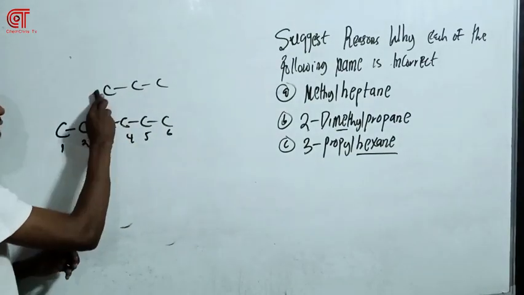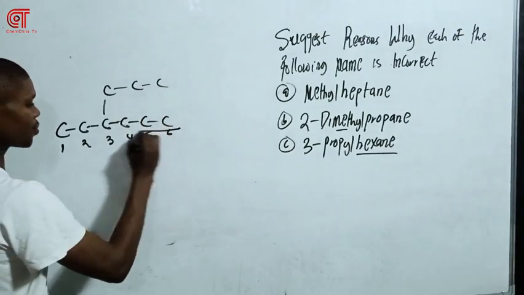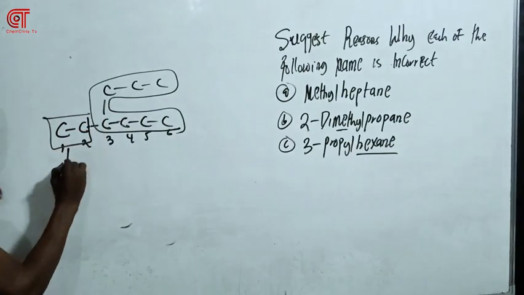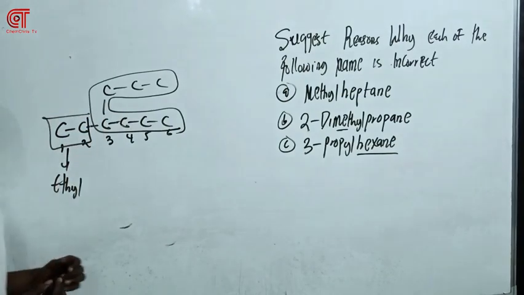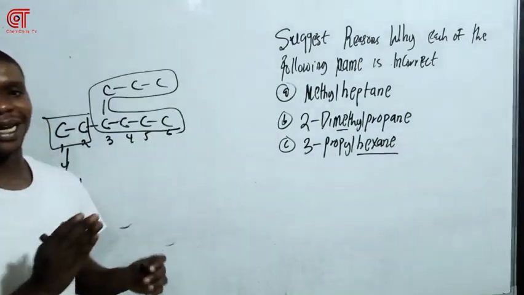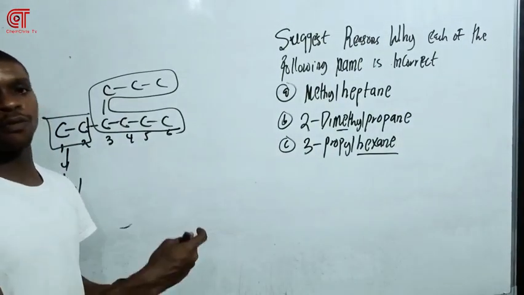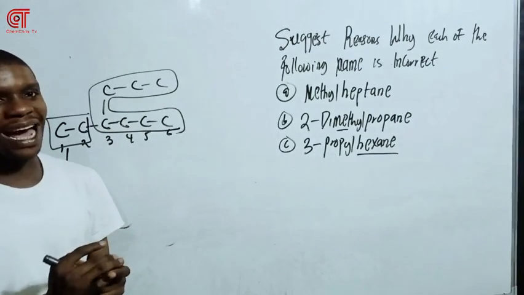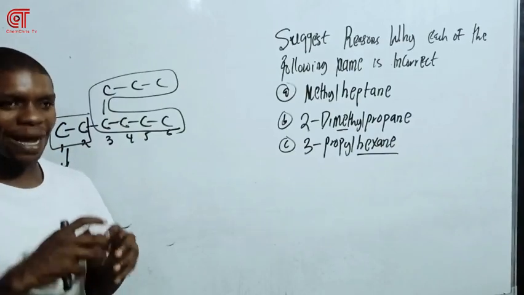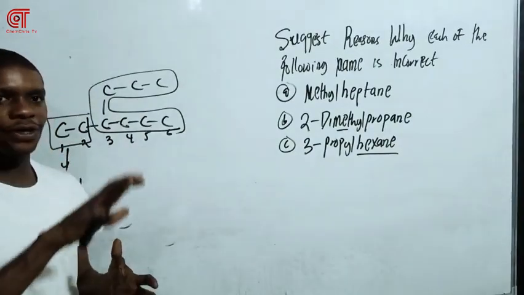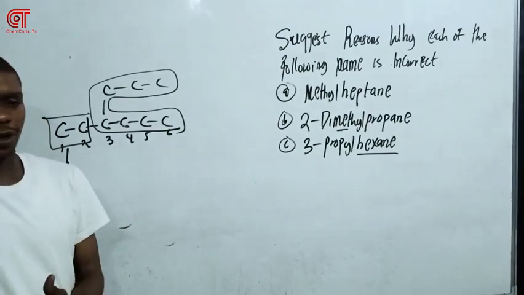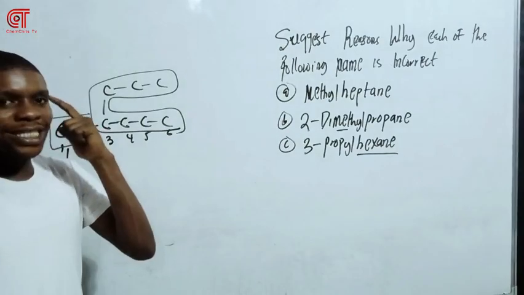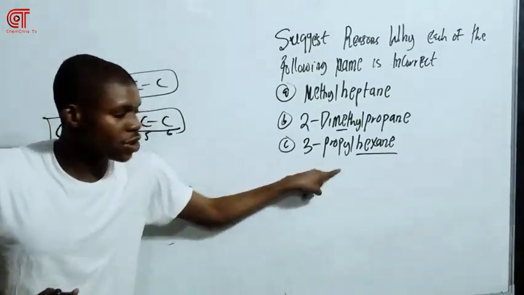1, 2, 3, 4, 5, 6, 7. So from here to here is my parent chain, and the substituent is going to be ethyl. Look at something here. If you have not watched my complete video on nomenclature, because this is just an application of your previous knowledge, I will highly recommend you go get that playlist and watch all the videos there, because I've taught you how to name compounds, the alkanes, the alkynes. So it's knowledge you are now using to answer this question.